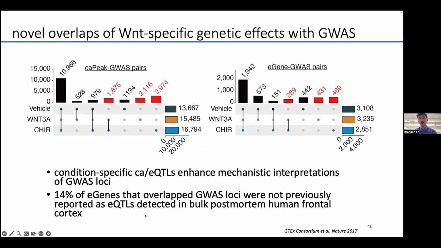And for the gene expression side, we wanted to know the novelty of these overlaps. We noted that just looking at GTEx bulk post-mortem QTLs from the frontal brain cortex, so a relevant tissue type from GTEx, about 14% of the eGenes we found that had overlap with GWAS signals were not previously reported as eQTLs in GTEx. So we're uncovering some new opportunities for explaining GWAS.